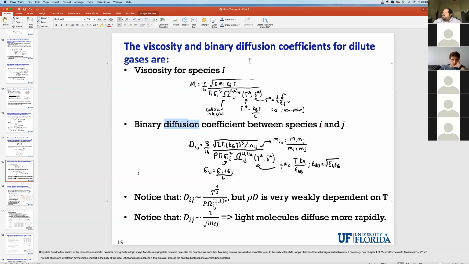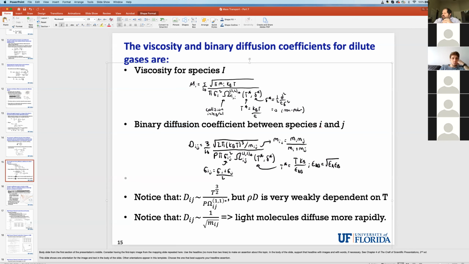Just one thing to note is that the diffusion coefficient itself has a different temperature dependence than the viscosity. For a gas, you notice here that the viscosity increases with roughly the square root of temperature. This collision integral is a function of temperature, but it's a weaker function of temperature than the square root of temperature in the numerator. So the viscosity of gases increases with increasing temperature, which is opposite of, say, liquids.